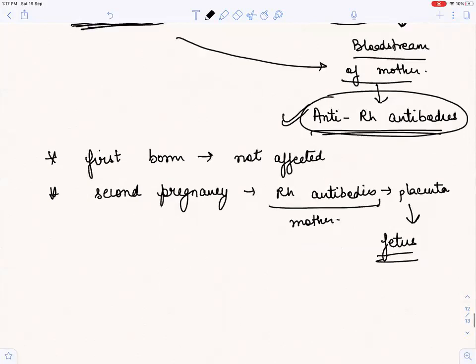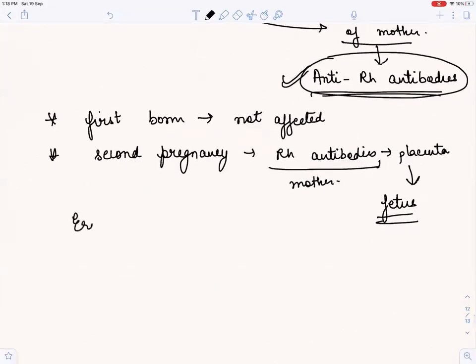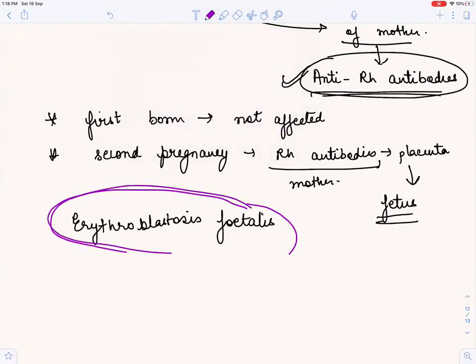And such a condition is known as erythroblastosis fetalis, right? So now you know what is erythroblastosis fetalis. Erythroblastosis fetalis. Okay, चलो, बड़ा मजा आया. We had a lot of fun.